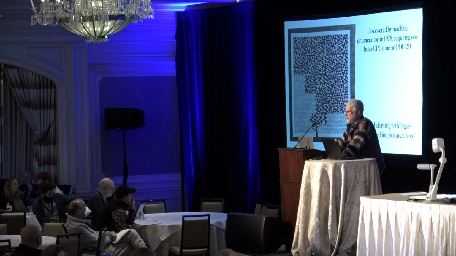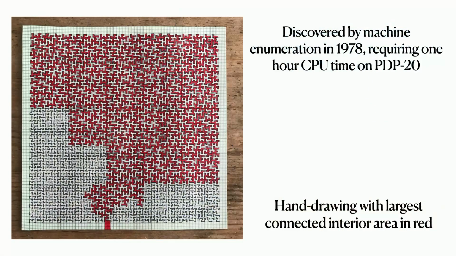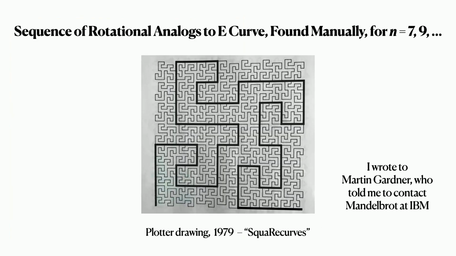So I discovered this by machine enumeration in 1978. It took an hour of CPU time on a PB20, and then I spent an entire weekend drawing it by hand because I didn't have any computer graphics machinery at the time. And then I was able to create a sequence of rotational analogs to it, for any odd n, and I was doing this finally by hand and by plotter.